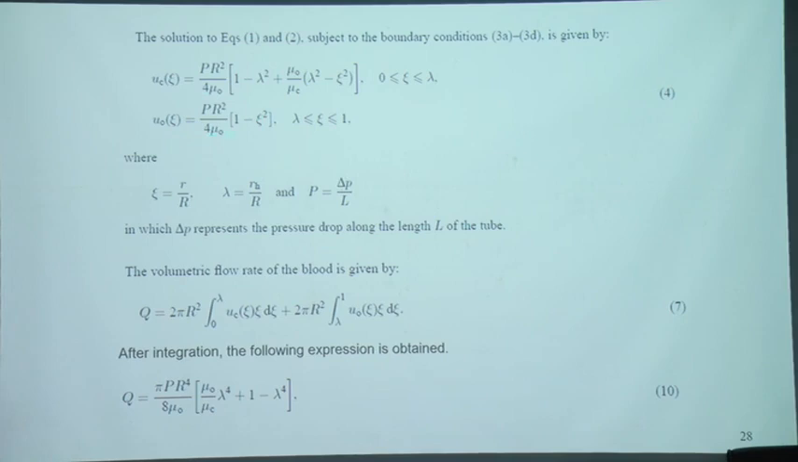Once you've worked out analytical solutions for the velocity profiles, you can integrate the velocity profile over the respective areas at each cross-section. You work out the volumetric flow rate. And finally, after integration, this is the final expression, so this is the volumetric flow rate.